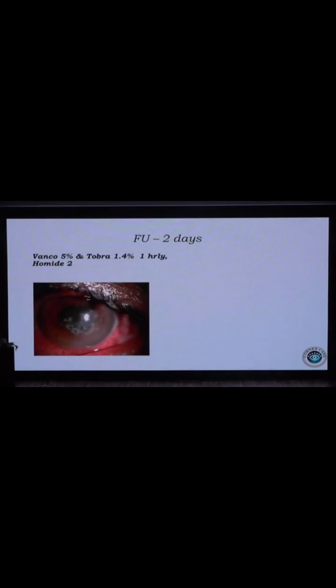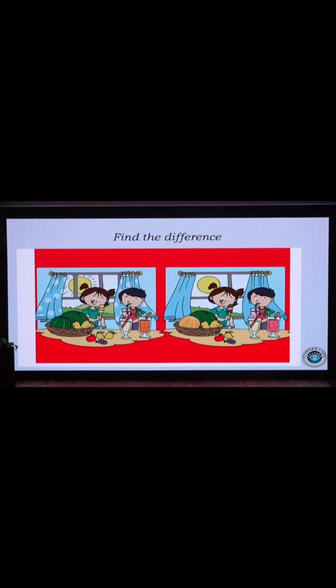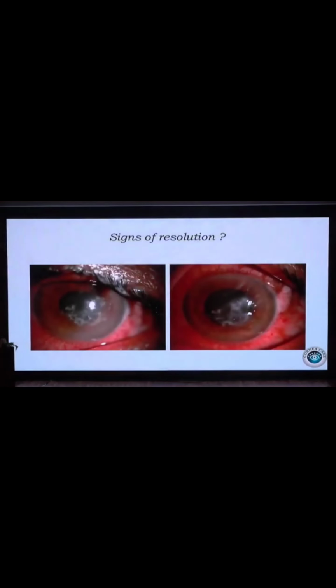So I started these drugs and then I examined the patient after 2 days. Now it is your turn. This is the game. This is after 2 days. You have 10 seconds. Is there any difference between these two? Okay, 10 seconds are over, no response.